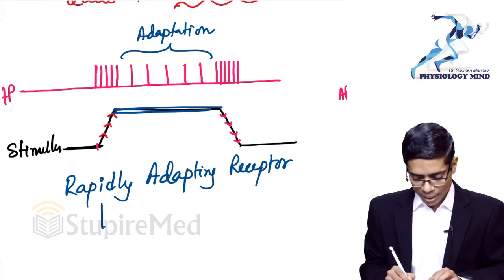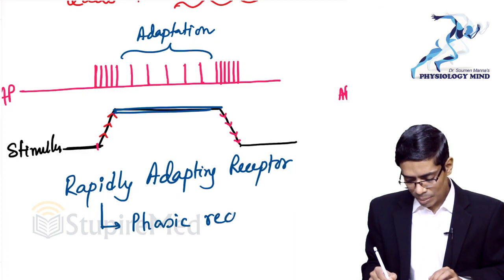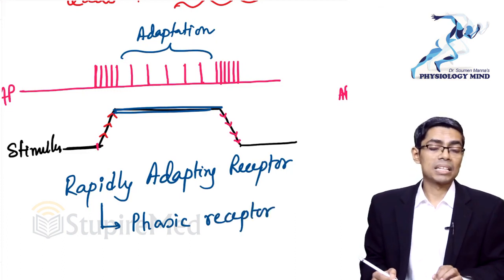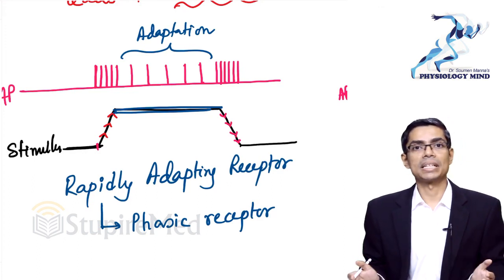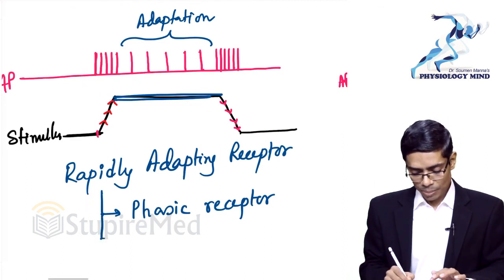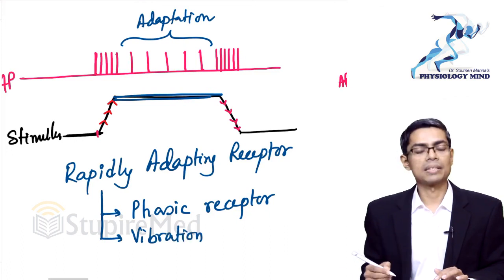That's why they are also known as phasic receptors, meaning they detect the change of phase. But they cannot maintain the tonic discharge. They adapt quickly, so they are phasic receptors. Because of this property, they are best for detection of vibration.